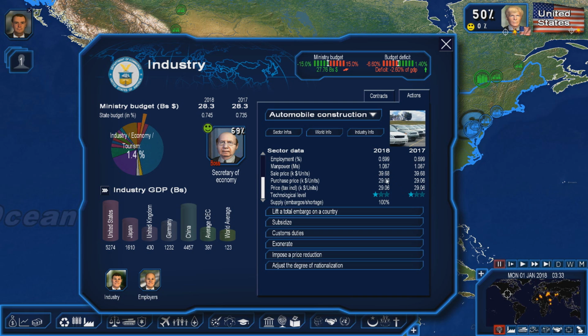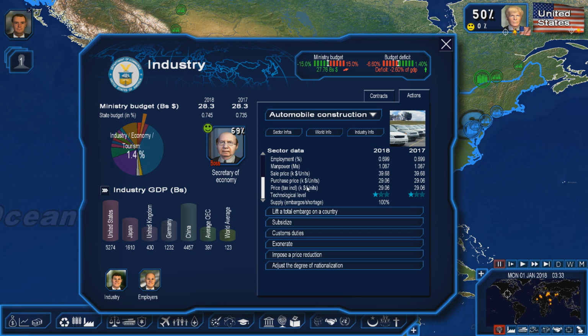And then coming down, you see purchase price. This is basically how much a country has to pay to buy it from us. So again, sale price is how much you are going to be selling it for. Purchase price is how much a country has to pay to buy one vehicle from you. And then coming down again, we see price, which is including tax. So this is after like vehicle registration tax, after state and local taxes, stuff like that.